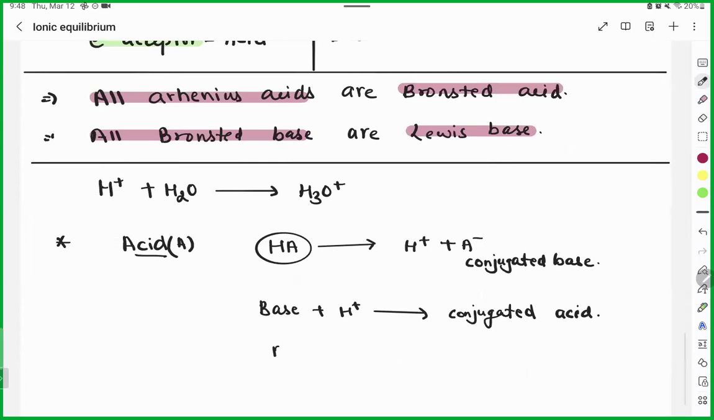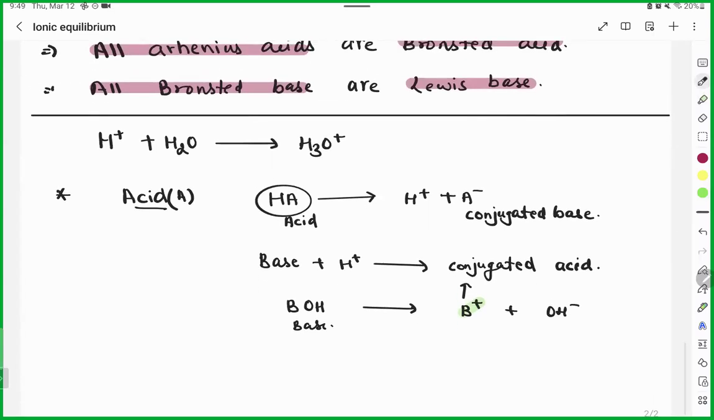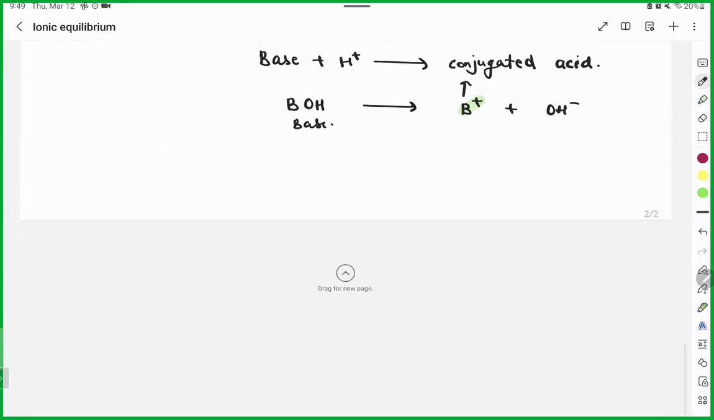It can also form like this. If a base reacts with any OH, it converts into BH positive and OH negative. So this is again a conjugate acid. Okay. So acid forms a conjugate base, base forms a conjugate acid. Any doubt, guys? No doubt. Acid forms a conjugate base and base forms a conjugate acid.